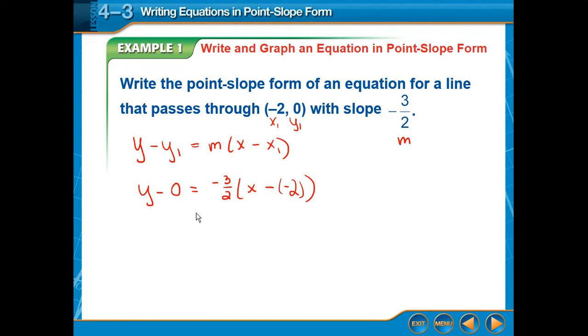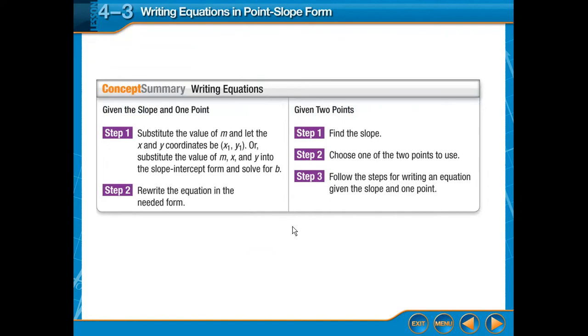And then we're just going to simplify. You don't have to write minus 0 because it's just itself. And then negative 3 over 2, and we're just going to change that to x plus 2 to make it look nicer. And that's it. You stop there. And that is point-slope form. Okay, so that one's pretty easy.